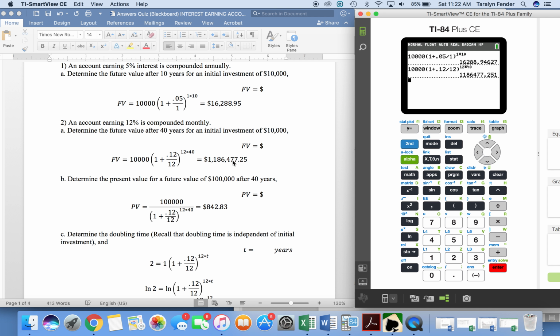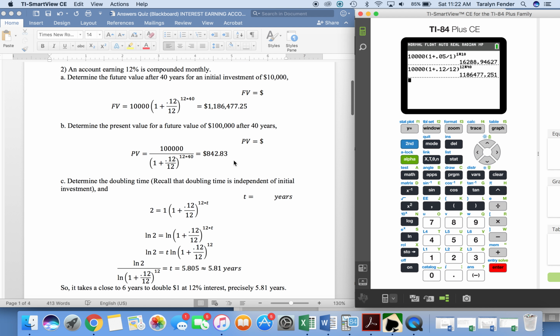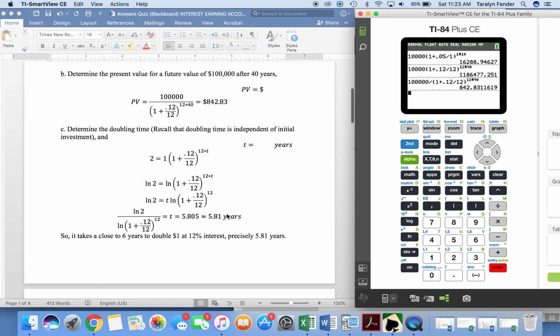Now make sure you use commas appropriately and round to 2 decimal places. Now we want to find the present value. So here I'm going to use this same one, making the 10,000 into 100,000. So I'm going to do second, insert a 0, and then the divided by sign, and press enter, and I should get $842.83.